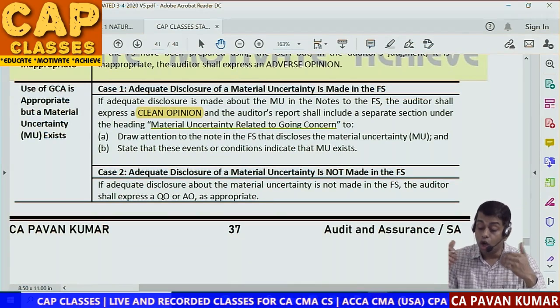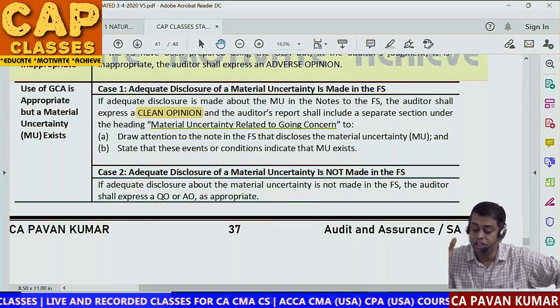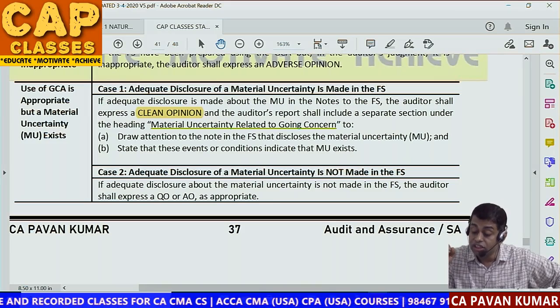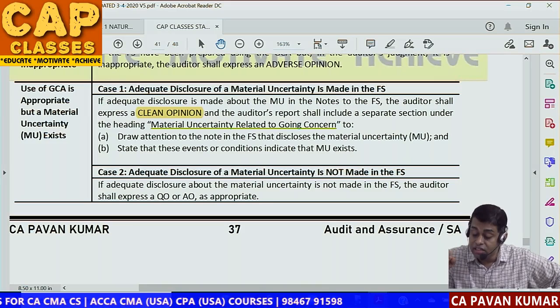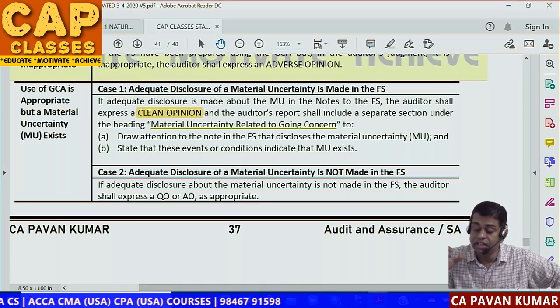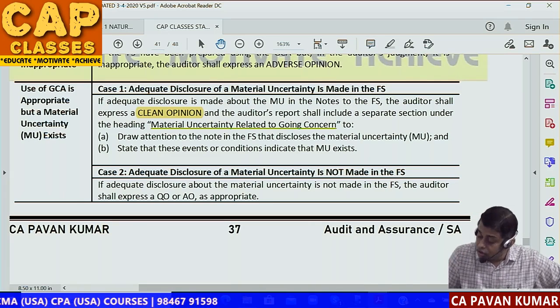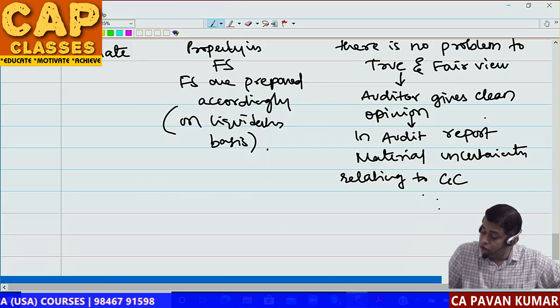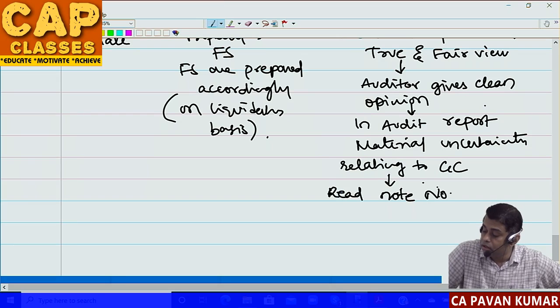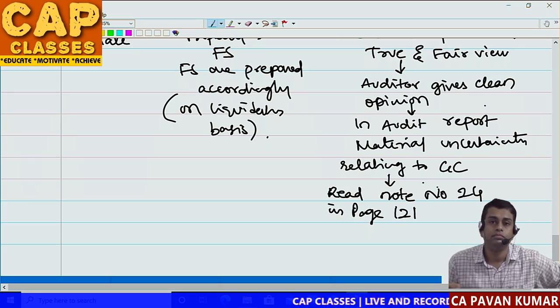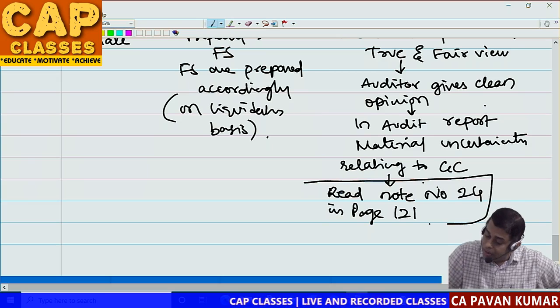The intention of this para is to draw attention to the note in the financial statement that discloses the material uncertainty. State that these events or conditions indicate that material uncertainty exists. So what will I tell here? Read note number 24 in page number 121. So this is given by management.